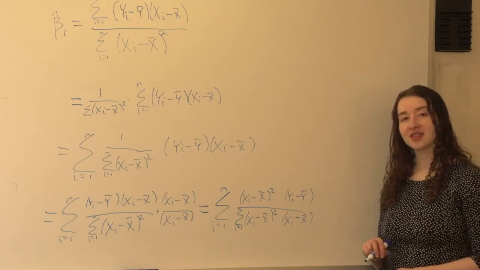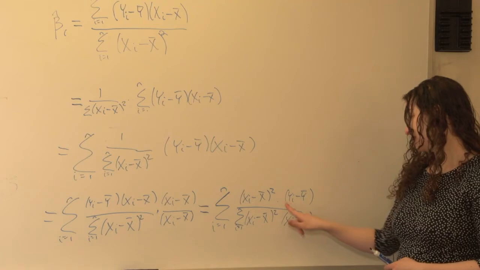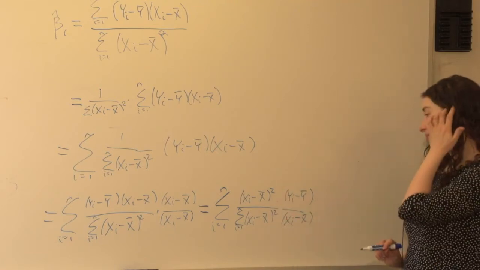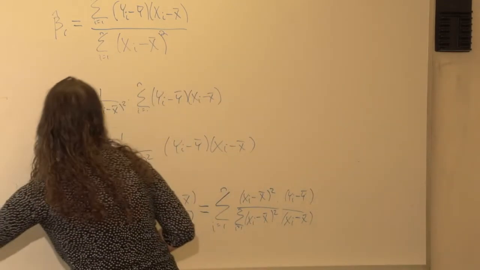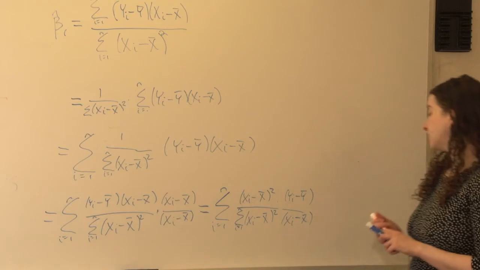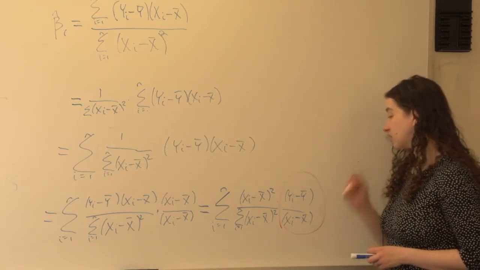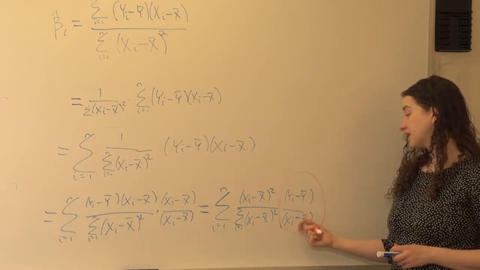What part of this looks like a slope? What part looks like a slope? Let me erase this so that I have two separate fractions here multiplied by each other. The part that should make you think of a slope is this. What is this quantity? Yi minus y bar over xi minus x bar.